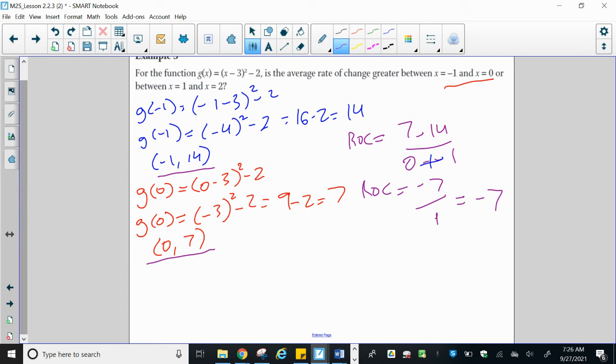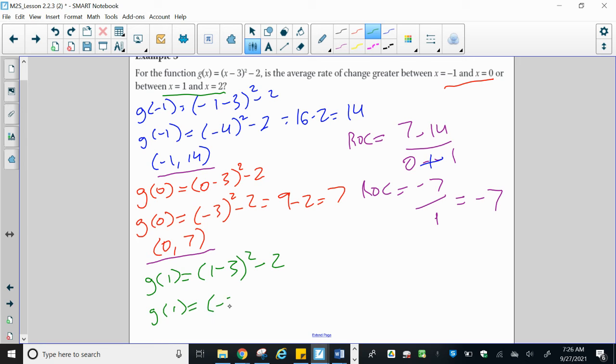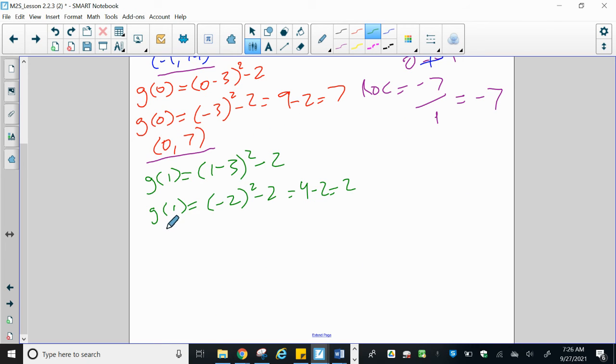Okay, let's do the same thing for the x values of 1 and 2. All right, we're doing this part now. So g of 1, that's 1 minus 3 squared minus 2. -2 squared minus 2. Oops. 4 minus 2 is 2. So this point would be at 1, 2.